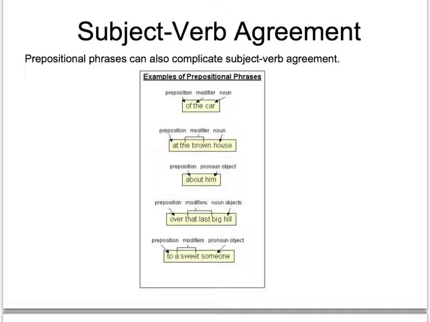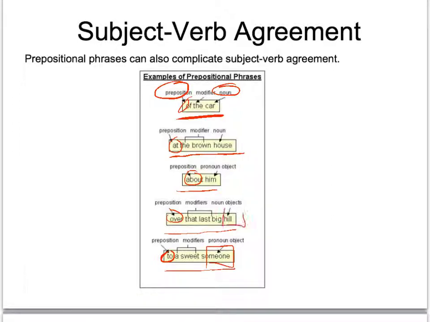A final common problem when using subject-verb agreement is prepositional phrases. A quick review of prepositional phrases. A prepositional phrase is a group of words that begins with a preposition and ends with a noun. Some examples: on the car, at the brown house, about him, over that last big hill, and to a sweet someone. So each one of these begins with a preposition. Each one ends with a noun.